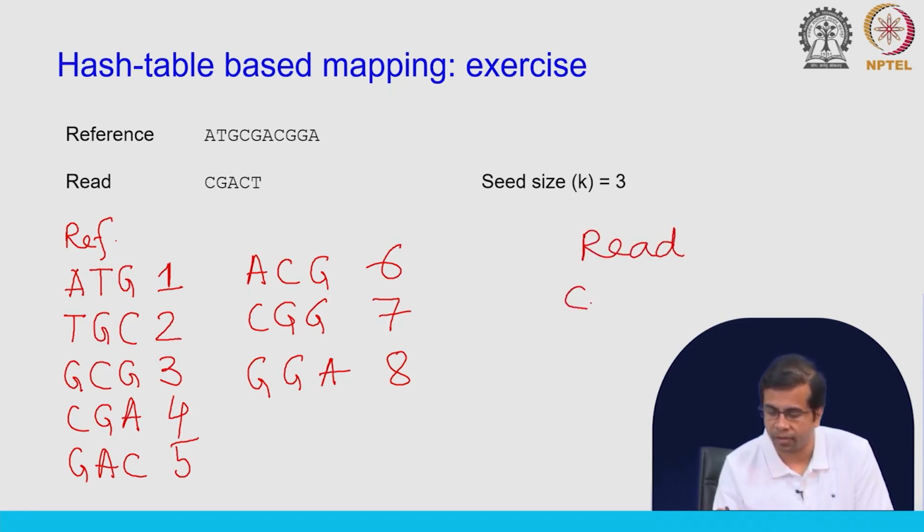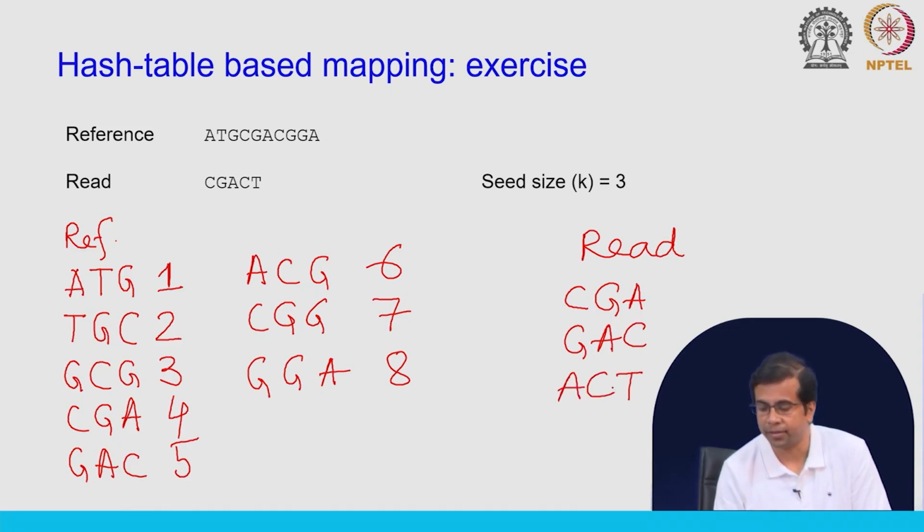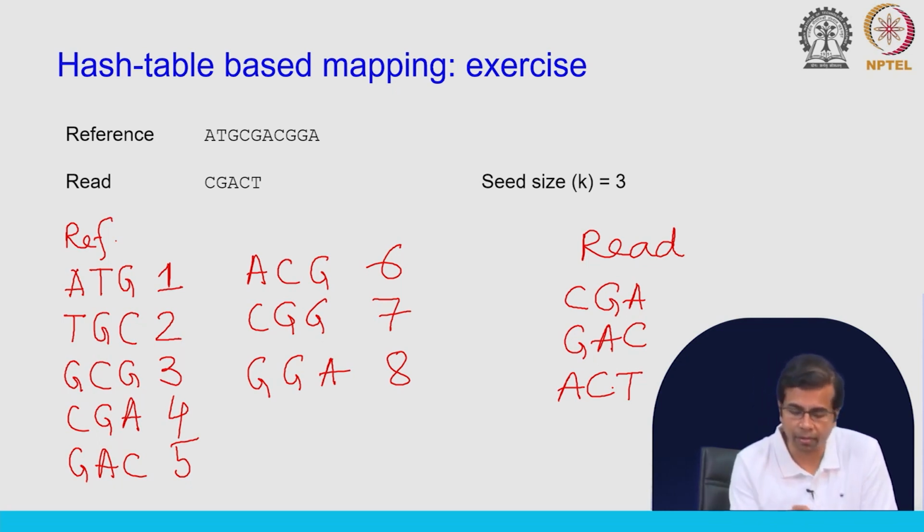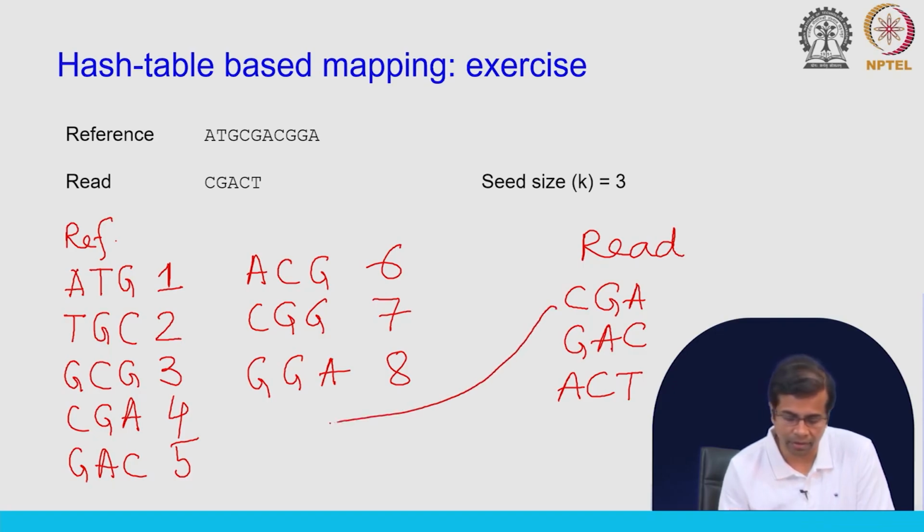For the read, we have the same seed size: CGA, GAC, and ACT. We have generated these 3 and we can now search the hash table. So this is the hash table here, we have the keys and the values, and let us search. Okay. The first one we will search is CGA, and we see it is here, and the value is 4, so it is matching to the 4th position.